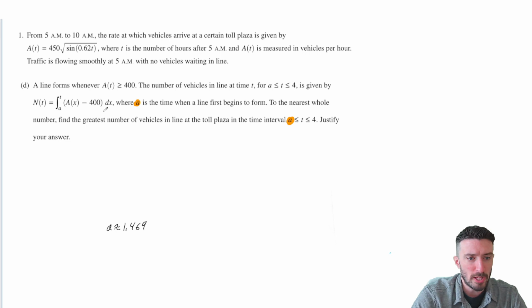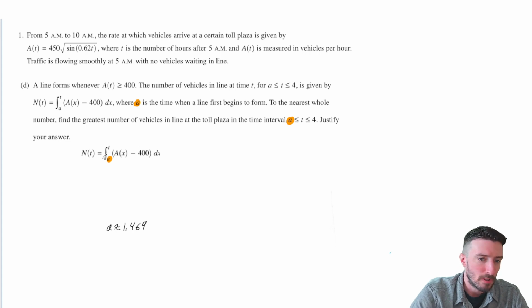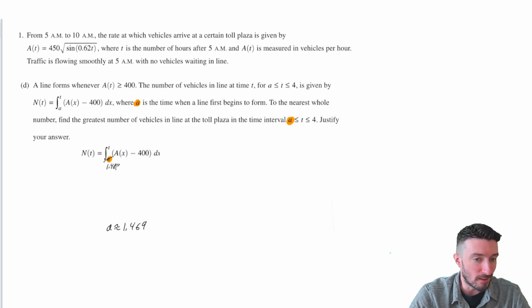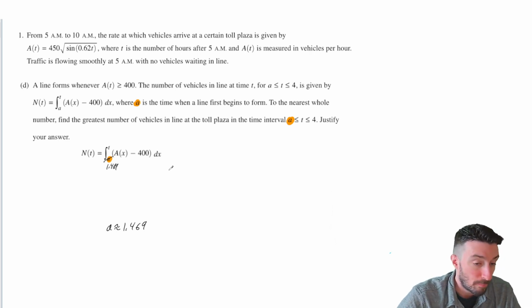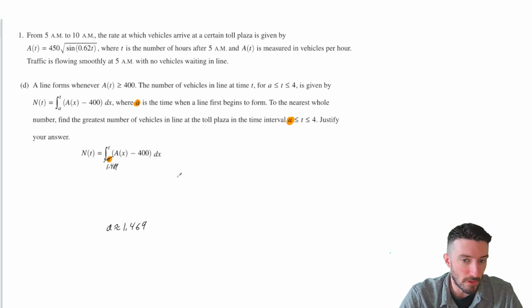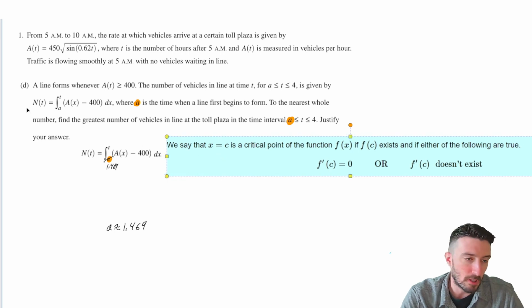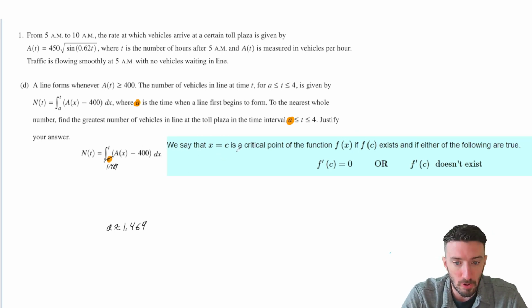Alright, so now that we have that a, we can take the n, which actually has the a in it, and we can rewrite it so that way it starts with the 1.469. But we have to find the critical points of that. So let's look at what critical points are.